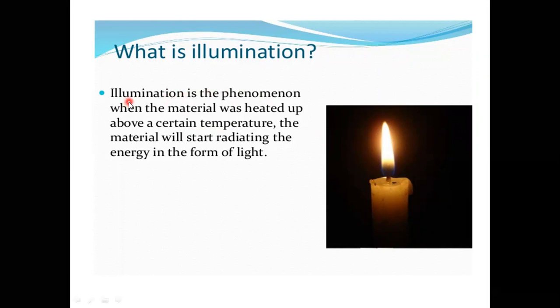For the specific definition, we can say that illumination is the phenomenon where a material heated above a certain temperature starts radiating energy in the form of light, and this phenomenon is specifically called illumination. Illumination can be done by electrical or any other sources.